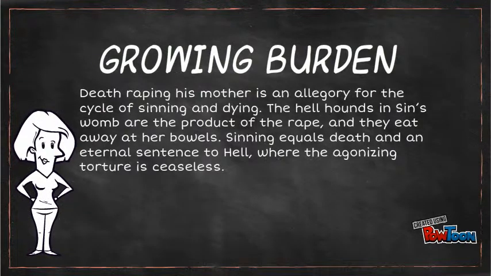Death raping his mother is an allegory for the cycle of sinning and dying. The hellhounds in Sin's womb are the product of the rape, and they eat away at her bowels. Sinning equals death and an eternal sentence to hell, where the agonizing torture is ceaseless.